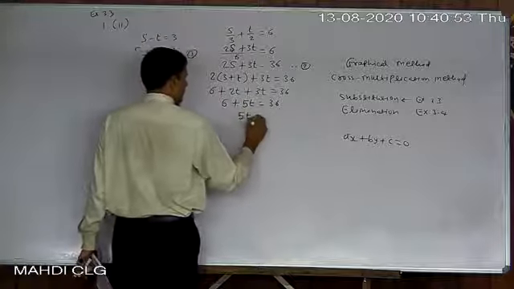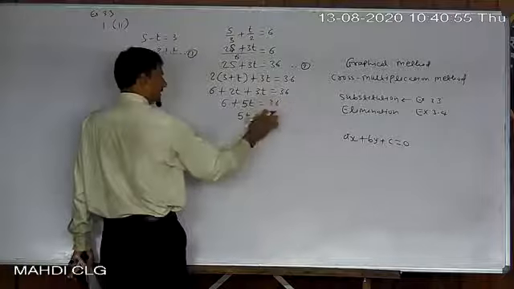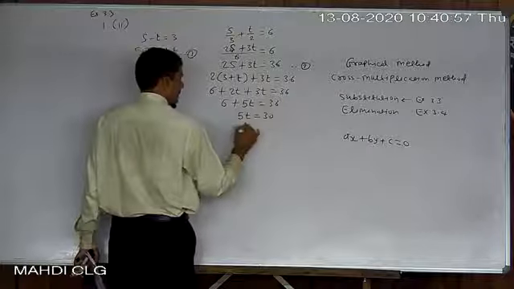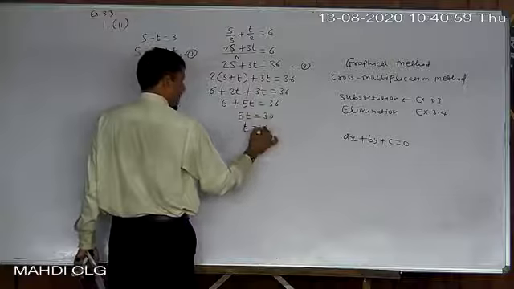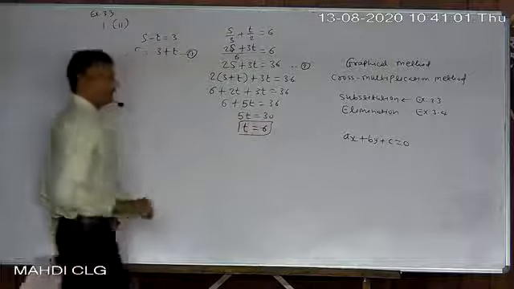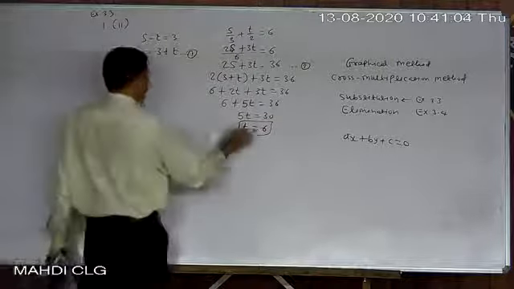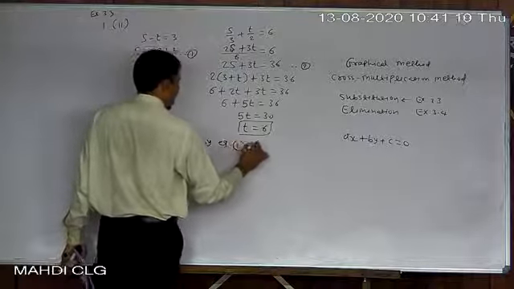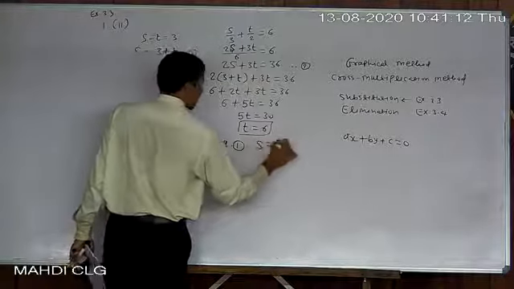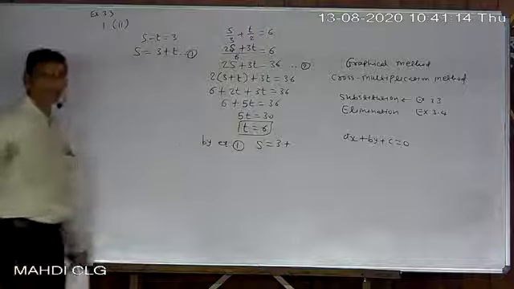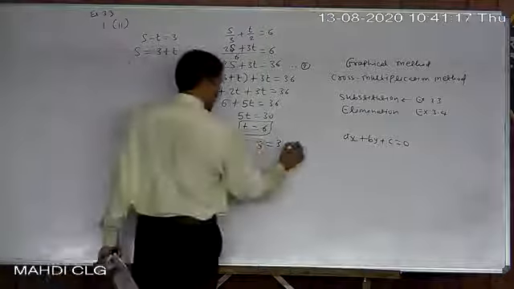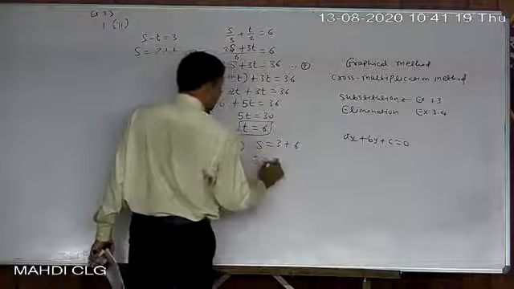So 5t equal to 30, that is 36 minus 6. So t equal to 30 upon 5, that is 6. Okay, 30 divided by 5. Now after getting any one variable, use equation number 1. So by equation 1, s equal to 3 plus t, but t we obtained 6. So it becomes 3 plus 6. So s equal to 9.